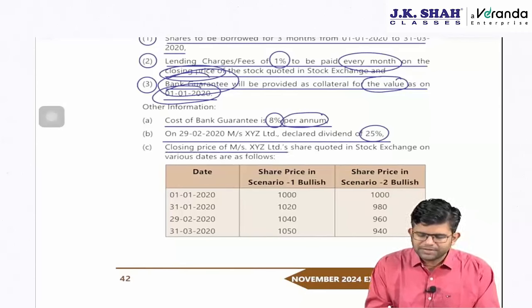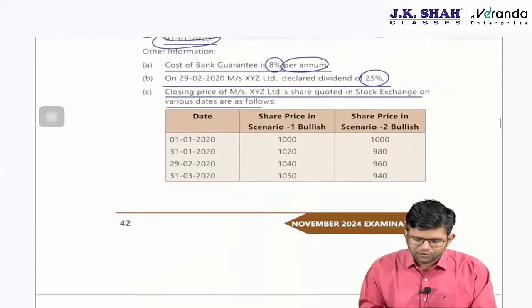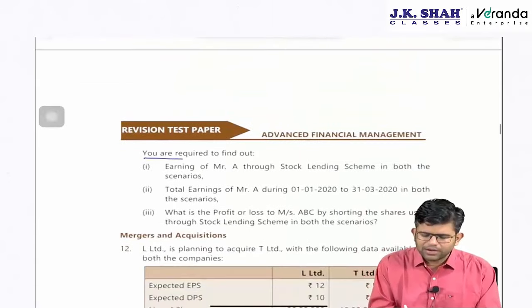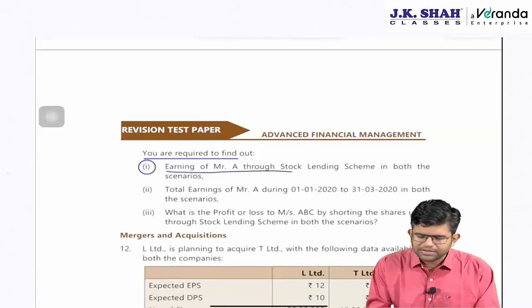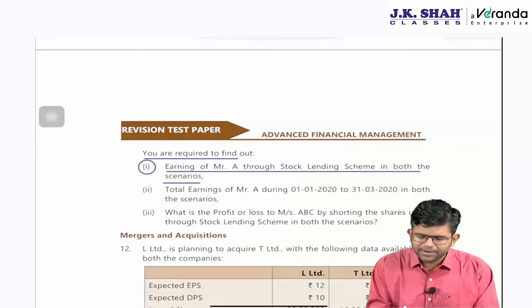Closing price of ABC's share quoted in the stock exchange on various dates are as follows. So all these different dates are given to you. You are required to find out point number 1. What is the earning of Mr. A through the stock lending scheme in both scenarios?